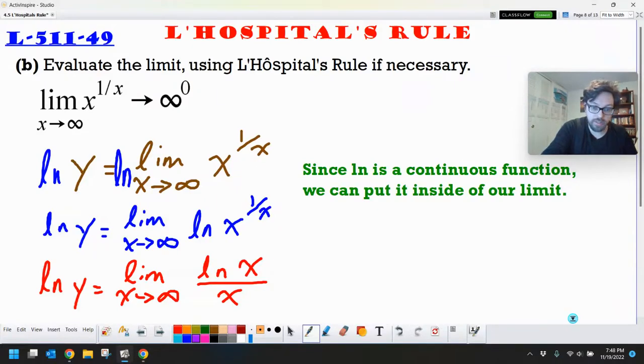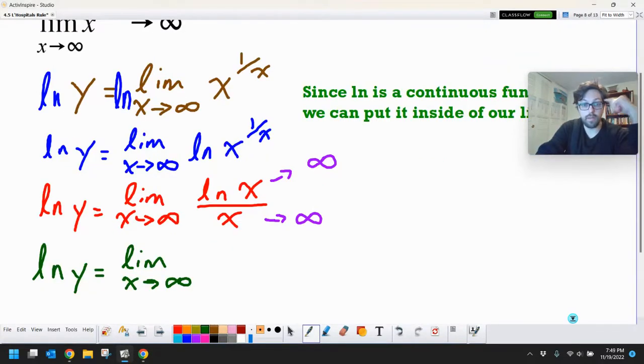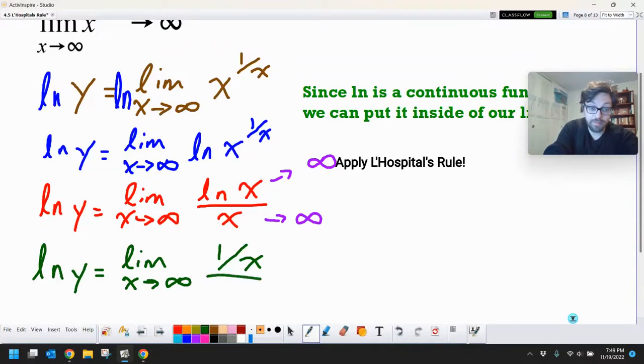The numerator will head towards infinity if we put infinity into natural log. The denominator will also head towards infinity. We have an infinity over infinity, so we can apply L'Hopital's rule to find this limit. The derivative of the top is going to be 1 over x, and the derivative of the bottom is going to be just a 1. Now, if we evaluate this limit, the numerator heads towards 0. 1 over infinity is basically 0, and the denominator is just a 1. So this is all equal to 0.